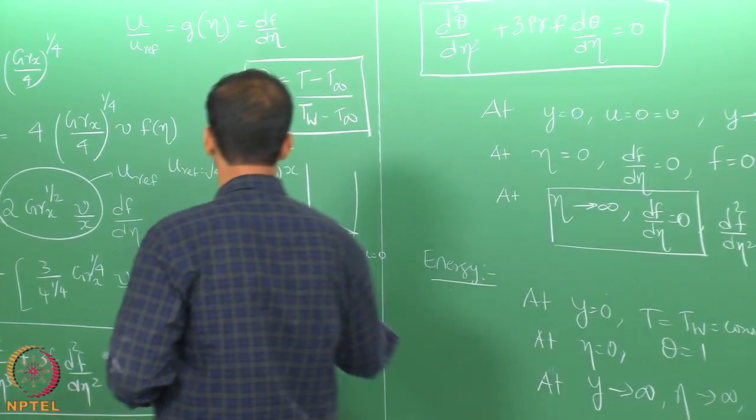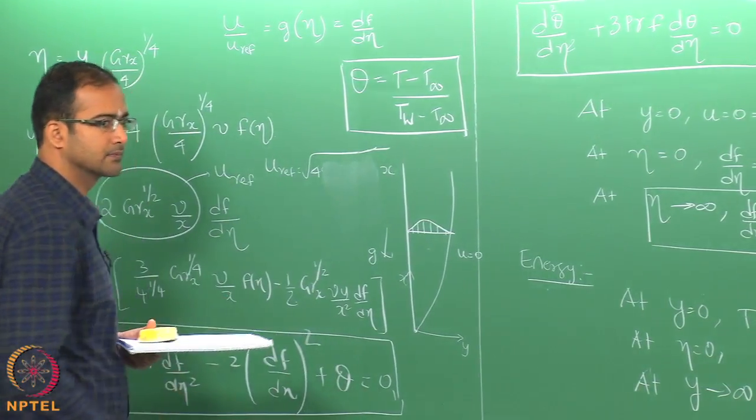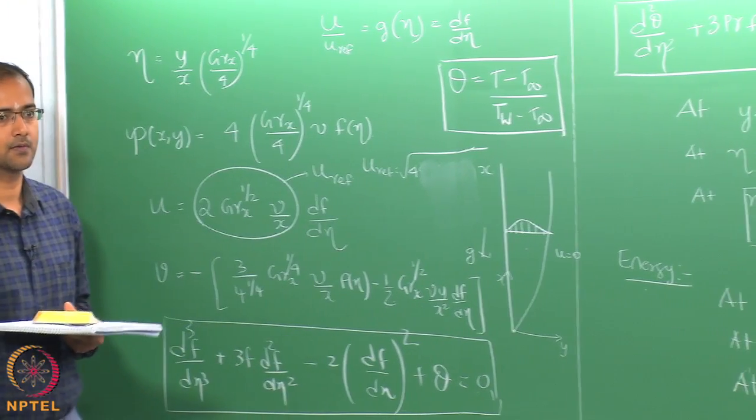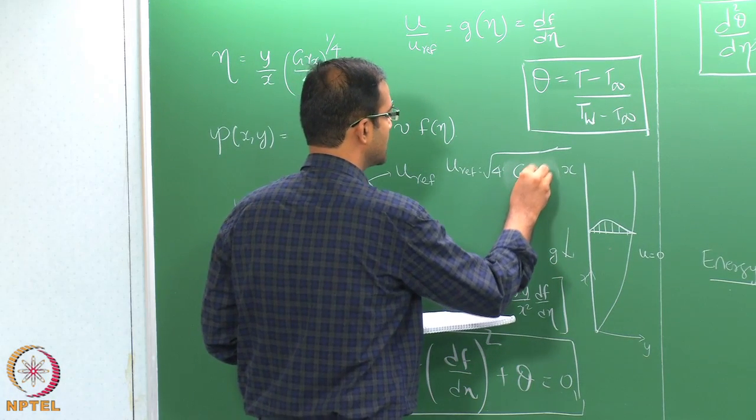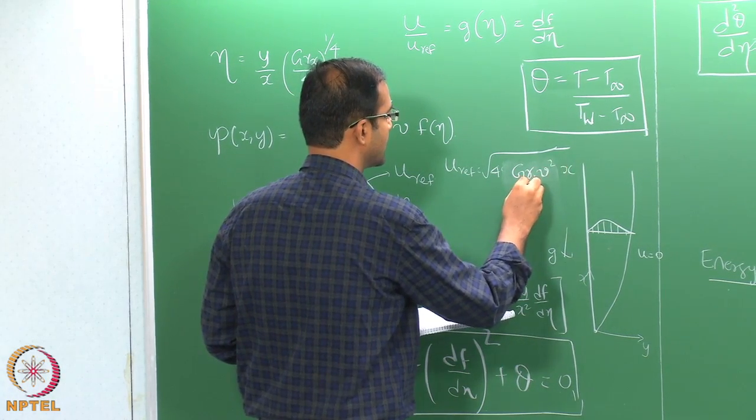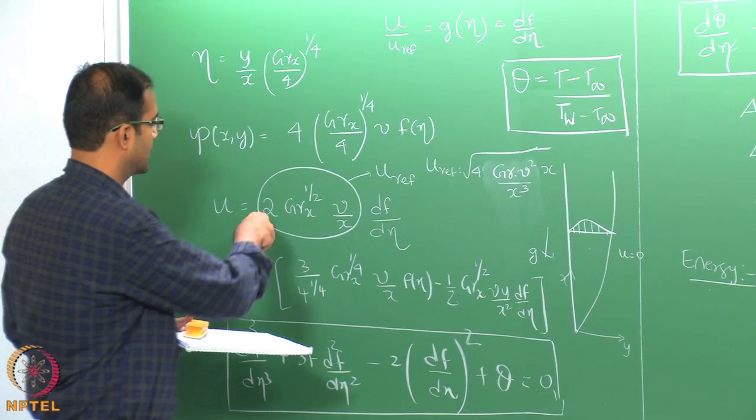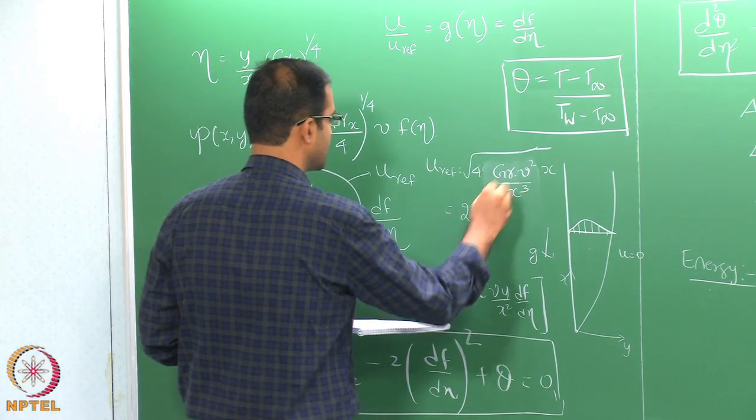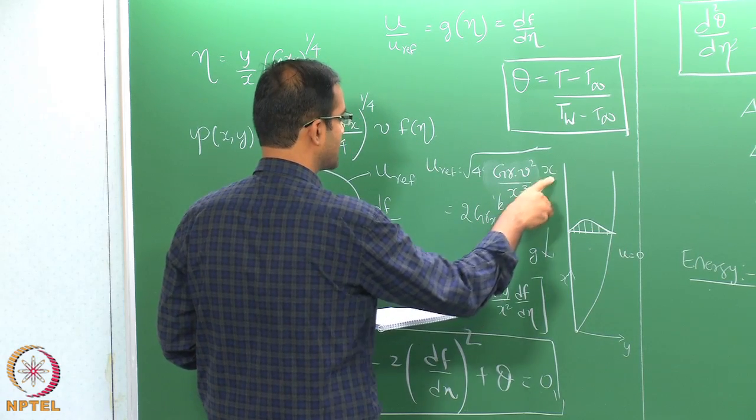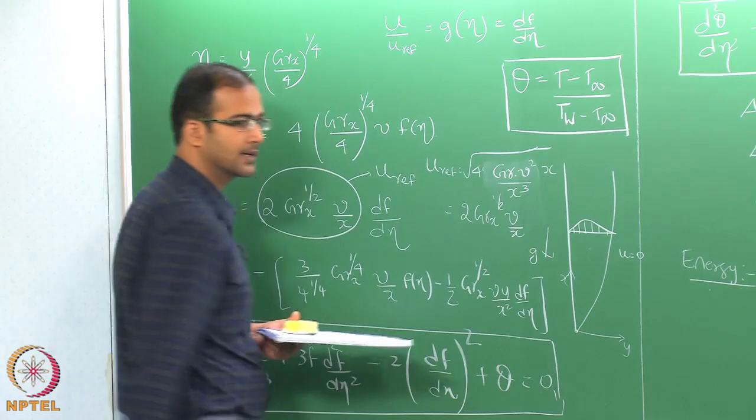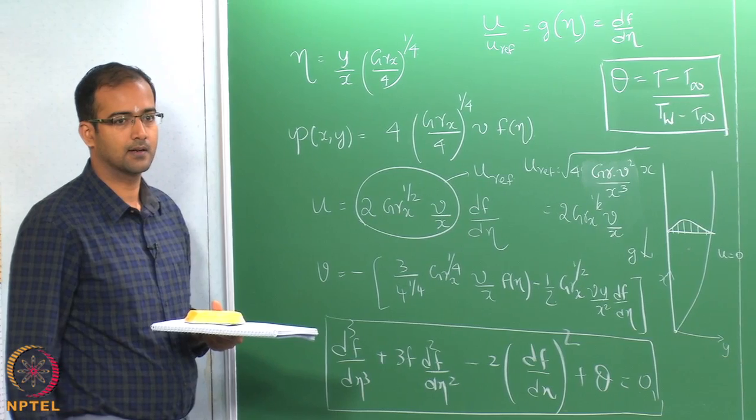So, g beta into T wall minus T infinity is what? How do you rewrite this in terms of Grashof number? Grashof number into nu square by x cube. So, therefore, you have 2 times. So, this is local Grashof number. If you take this, this is nu, and this is x square. If you take this, it is nu by x, right. So, this is nothing but your u reference here.